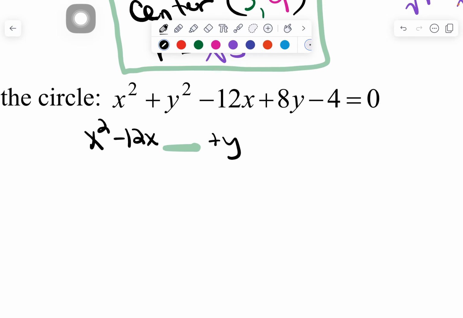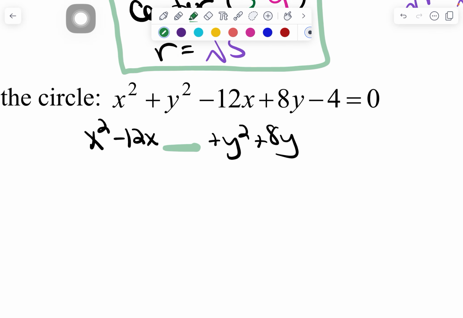And then I've got y squared plus 8y. Again, visual nature of myself. I'm going to go ahead and leave a little space here. And then let's see what I got here. I'm going to move that 4 to the other side. So this is going to equal 4, right? Add 4 to both sides.